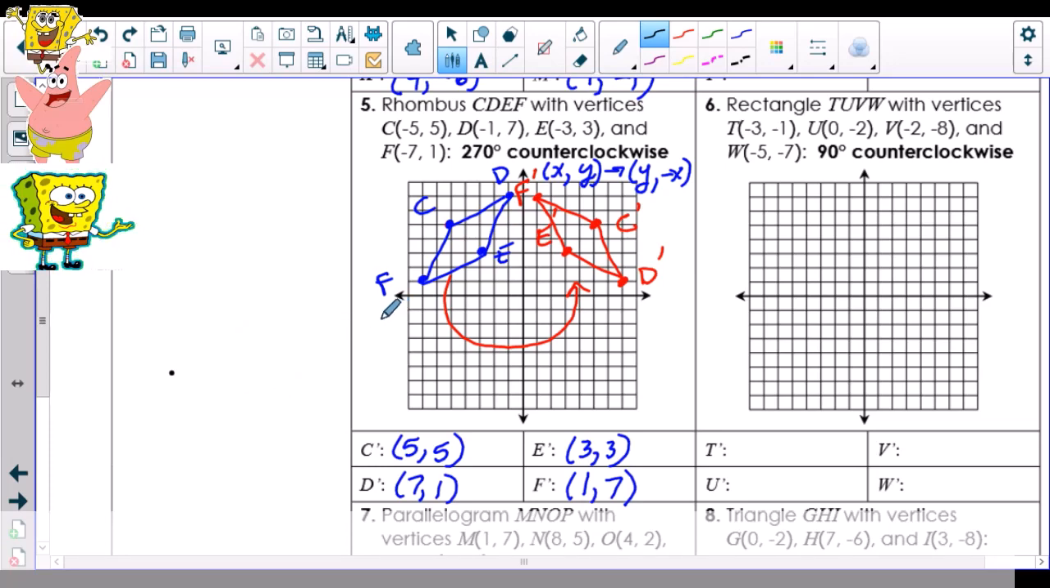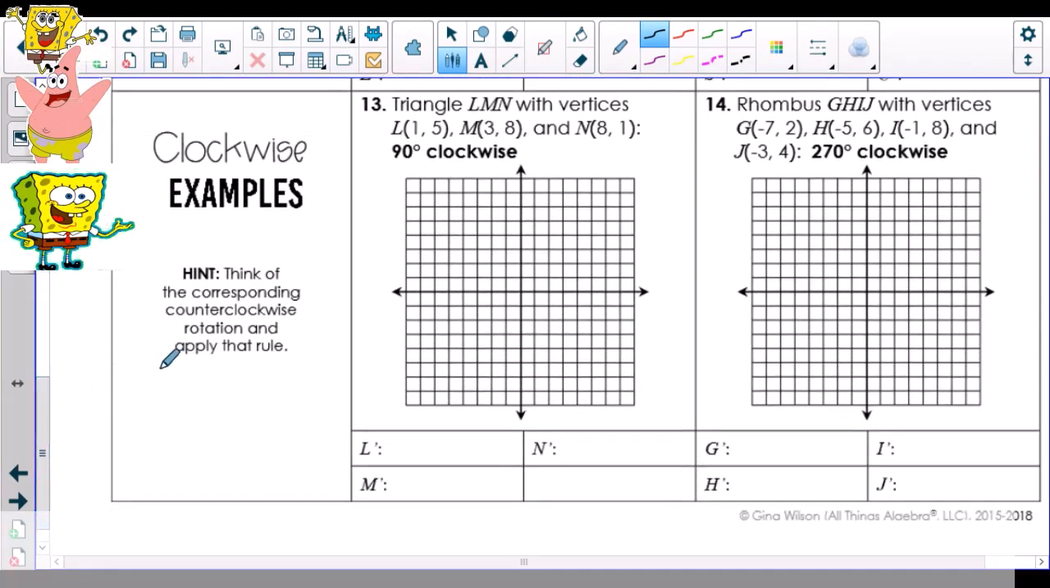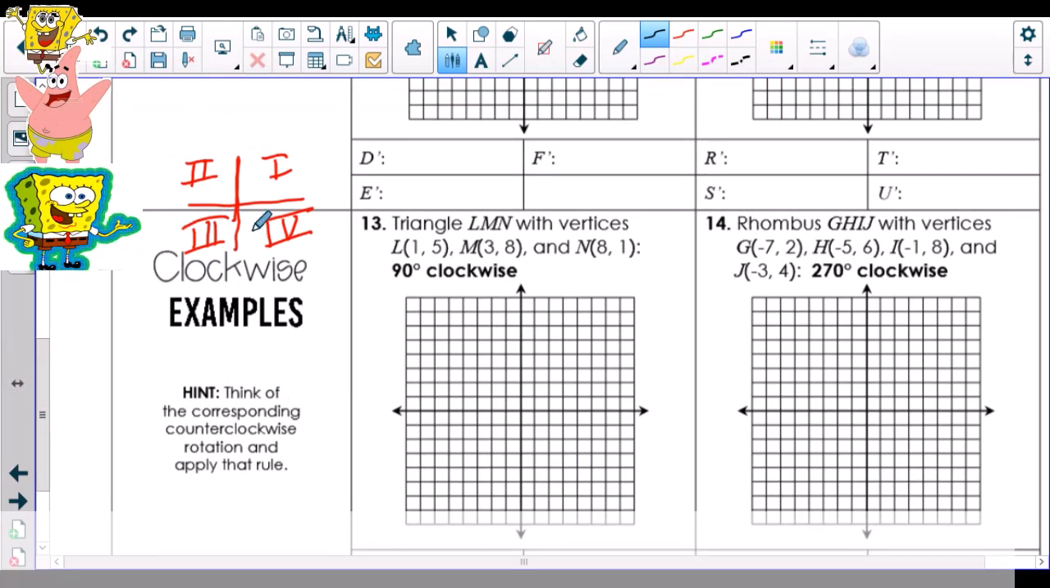Now, what I want to do at this point is go to the bottom of page 3, and we're going to look at clockwise examples. Remember, our regular way that we move through our graph is counterclockwise. Quadrant 1, quadrant 2, quadrant 3, and quadrant 4. So the normal way to move through our quadrants is counterclockwise.